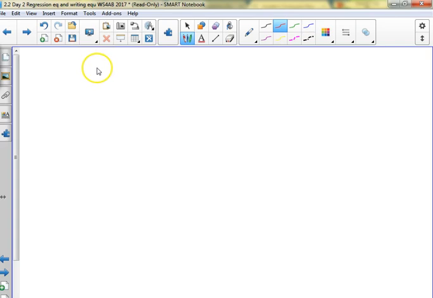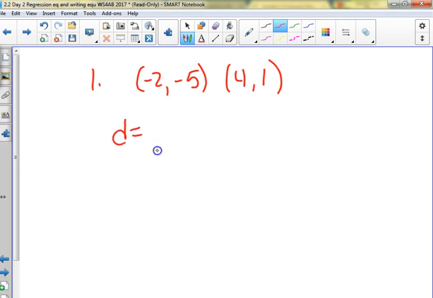This is Tuesday, October 10th, and we're doing the gridded response practice before we do the 2.2 notes. Number 1 says find the distance between -2, -5, and 4, 1. Can anybody tell me how we do that? Which is? No one remembers distance?